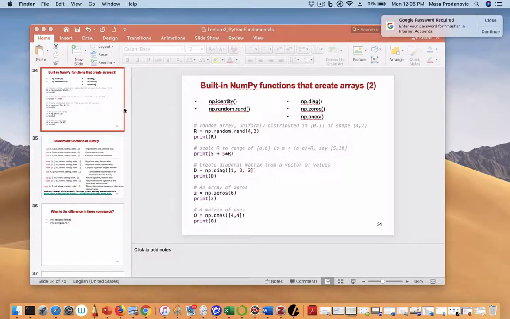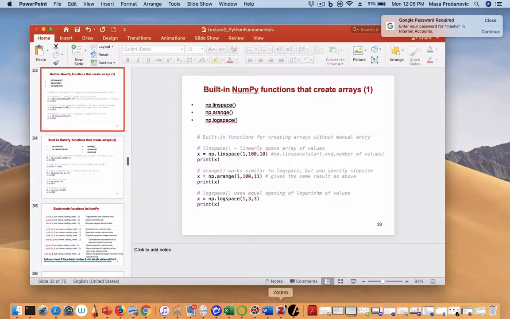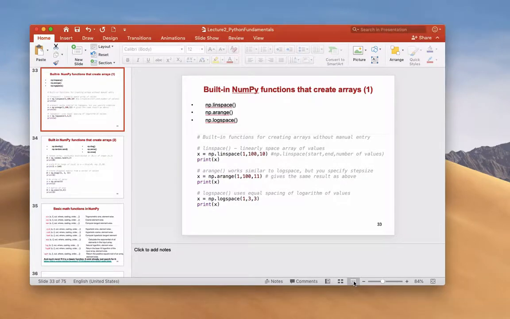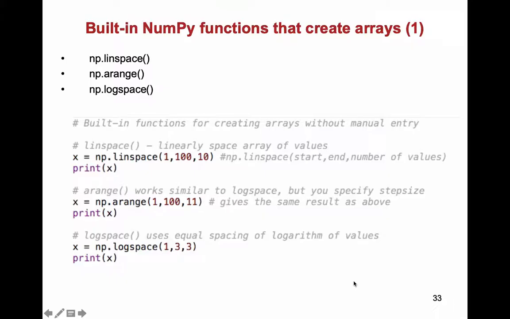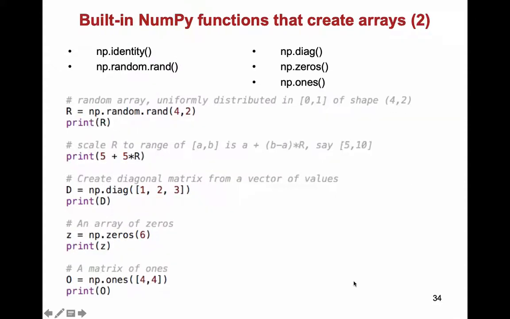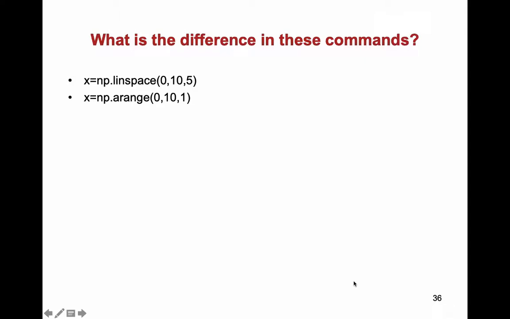One that we introduced that spaces out evenly the points between two endpoints is linspace. Logspace does the same, but it works with logarithms of the values. And then there's arange. So quickly, please test on your computer. What is the difference between these two?